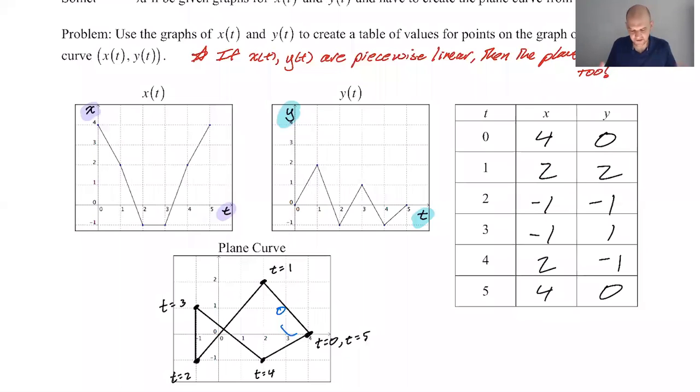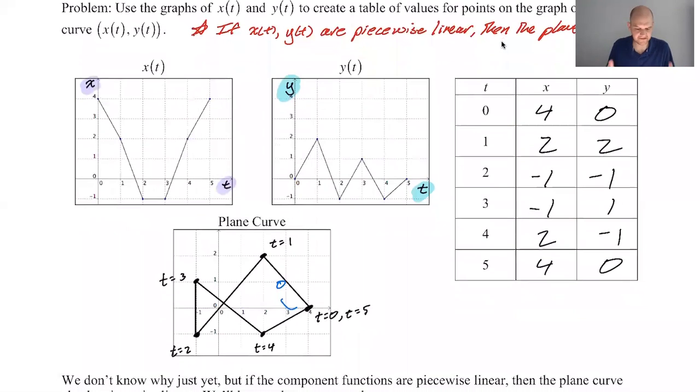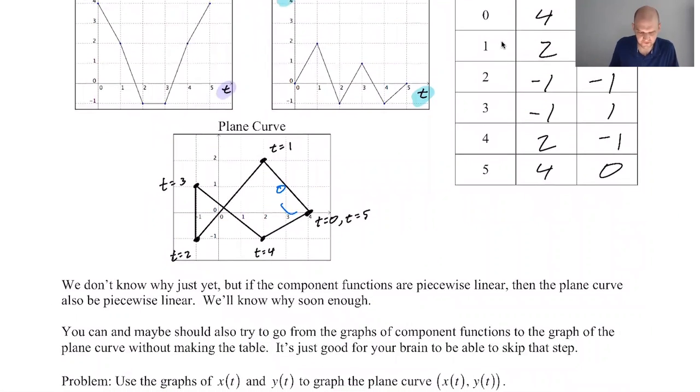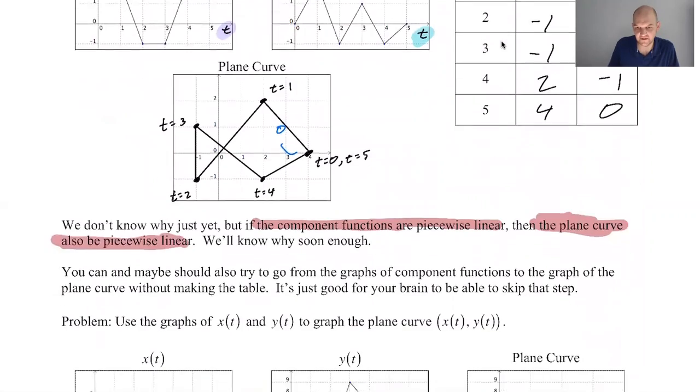All right, we're back. We're still on page 180. We're talking about taking plane curves, the graphs of the component functions, and turning it into the plane curve. And we found out, or I told you, because we didn't really do it yet, that if the component functions are piecewise linear, then the plane curve is also going to be piecewise linear. And that's a really big important fact that is useful to know.